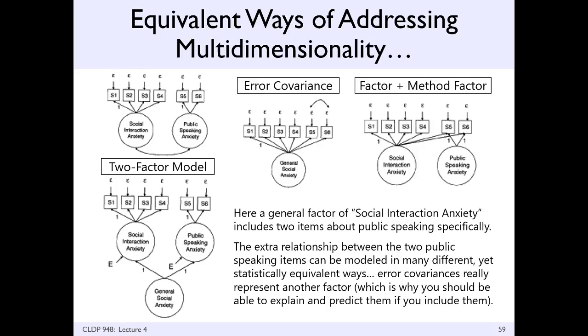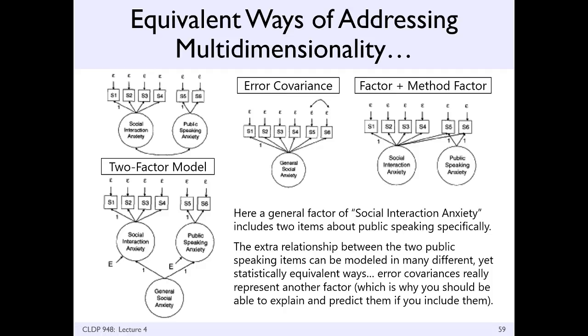Alternatively, you could do something like this on the left. Fit a second factor. Now I have a factor of public speaking anxiety and a factor of social interaction anxiety. This model is estimable and testable so long as these two things have a covariance. So even though this one only has two and it's locally under-identified, it can borrow information from the rest of the items in order to make this thing work.